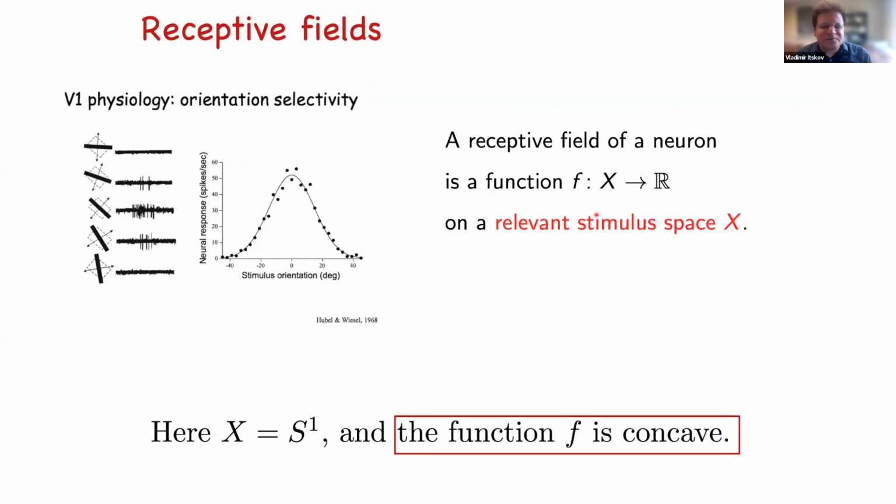So here again, X, the stimulus space, is just a circle. The function is, oops, sorry, I apologize, I need to remove this. Yeah, and the function is concave.